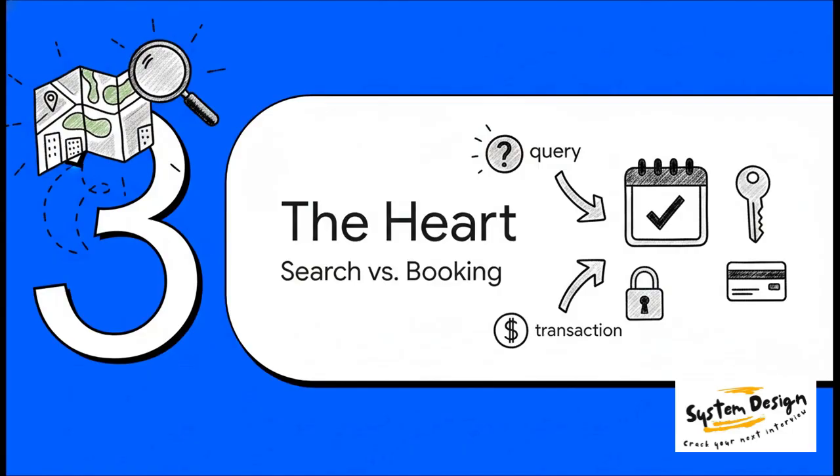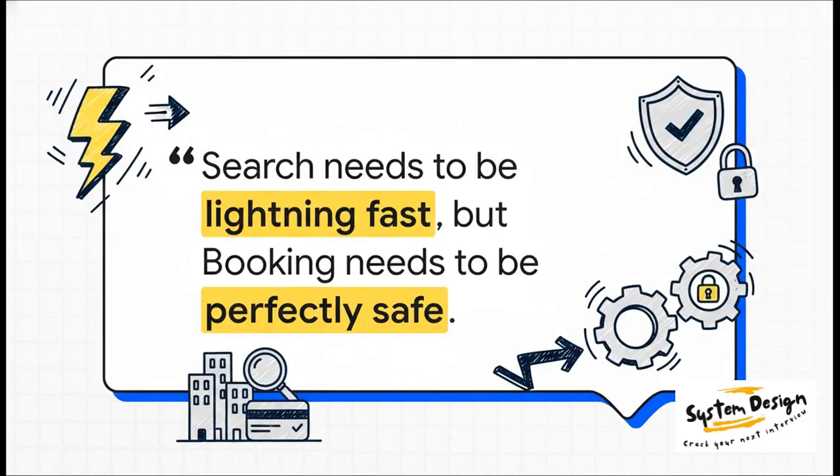Okay, now we are getting to the absolute heart of the architecture. The entire platform, when you boil it all down, revolves around two main things: searching for a place and then booking it. But here's the real kicker. From an engineering point of view, these two actions are polar opposites. They have completely conflicting goals. And this right here, this is the central puzzle we have to solve. It's this constant battle between the need for lightning speed and the need for perfect, bulletproof accuracy.